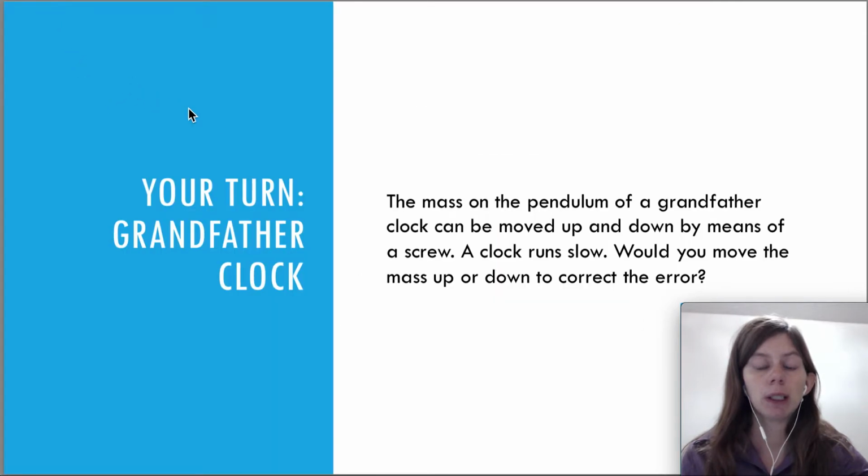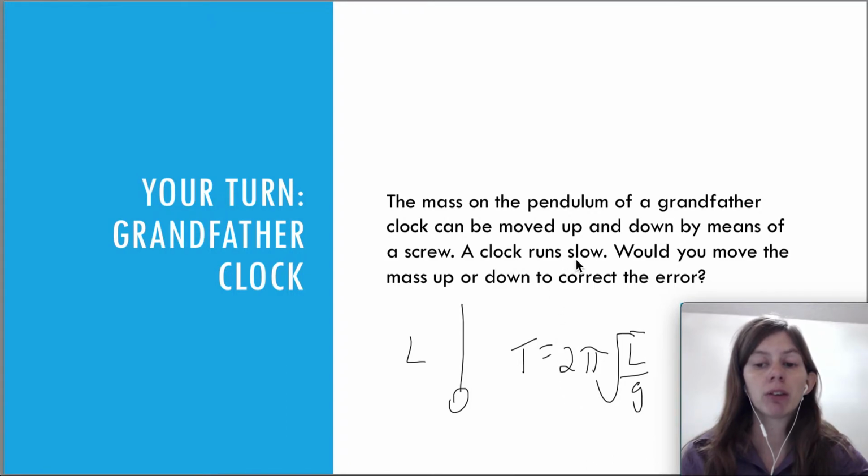Let's do one more question to finish up this video. The mass on the pendulum of a grandfather clock can be moved up and down by means of a screw. A clock is running slow. Would you move the mass up or down to correct the error? So just visualize your pendulum here, and you can change the length of it. Now the period is dependent on the length as 2 pi square root of L over g.